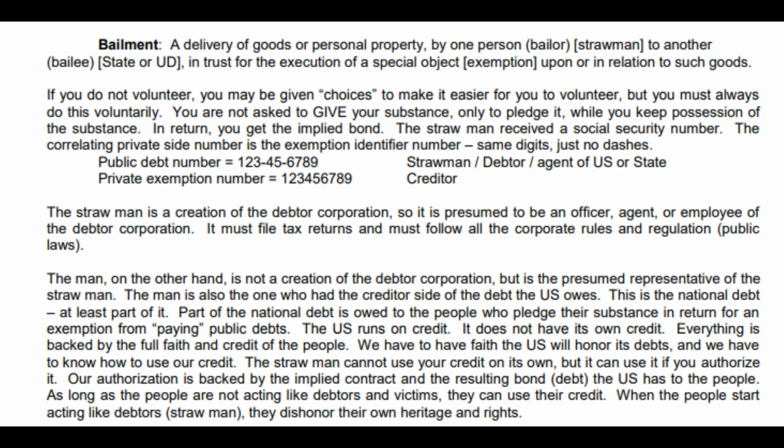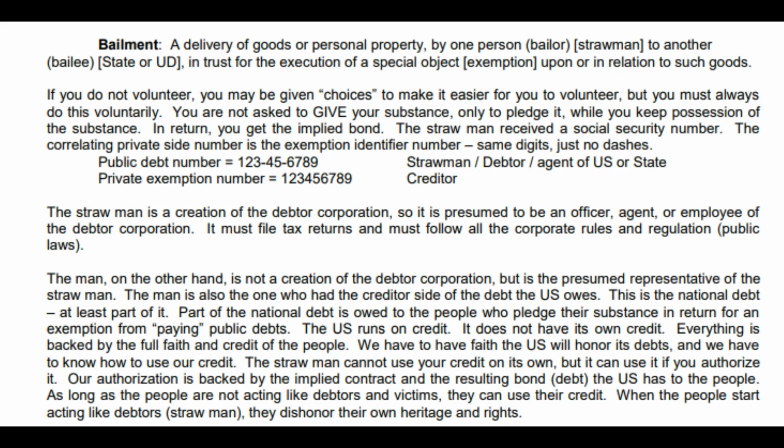You are not asked to give your substance, only to pledge it. While you keep possession of the substance, in return you get the implied bond, which is the promise to pay. The straw man received the social security number. The correlating private side number is the exemption identification number, the same digits just without the dashes.